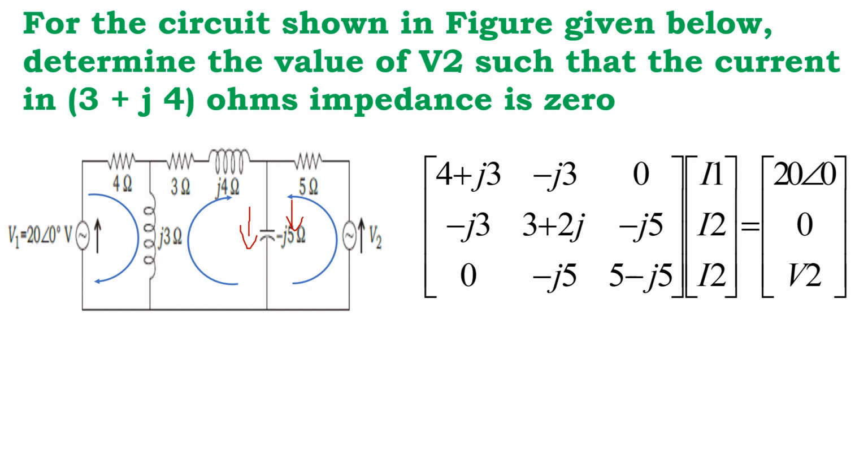Then the current matrix, then the voltage matrix. In the voltage matrix, the first loop is 20 angle 0. In the second loop we don't have any voltage. In the third loop they have given V2. So as it is, we put the voltage matrix and construct the entire matrix. Now we'll find out what V2 is.